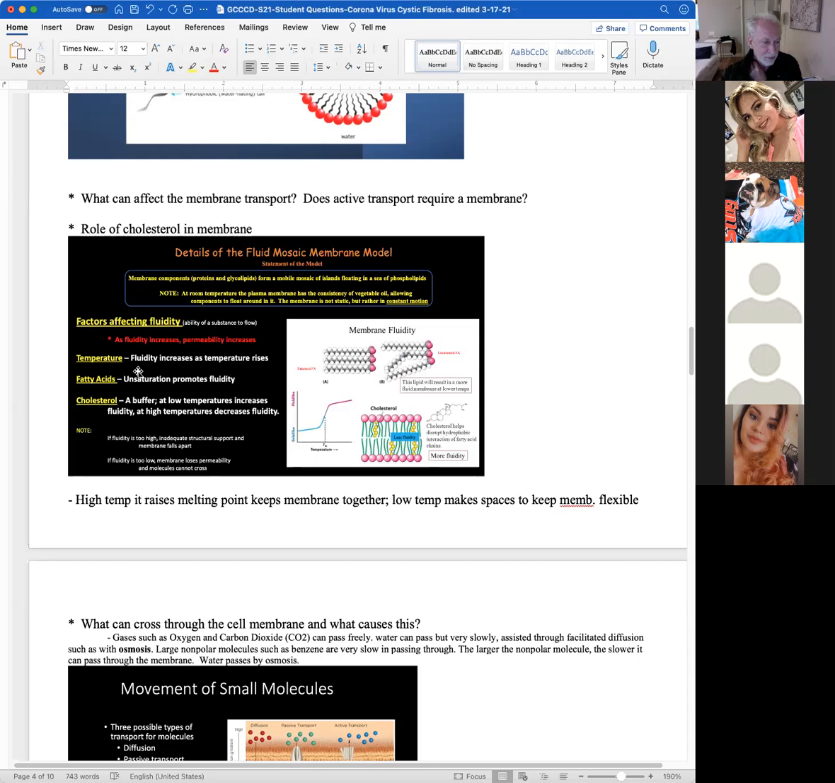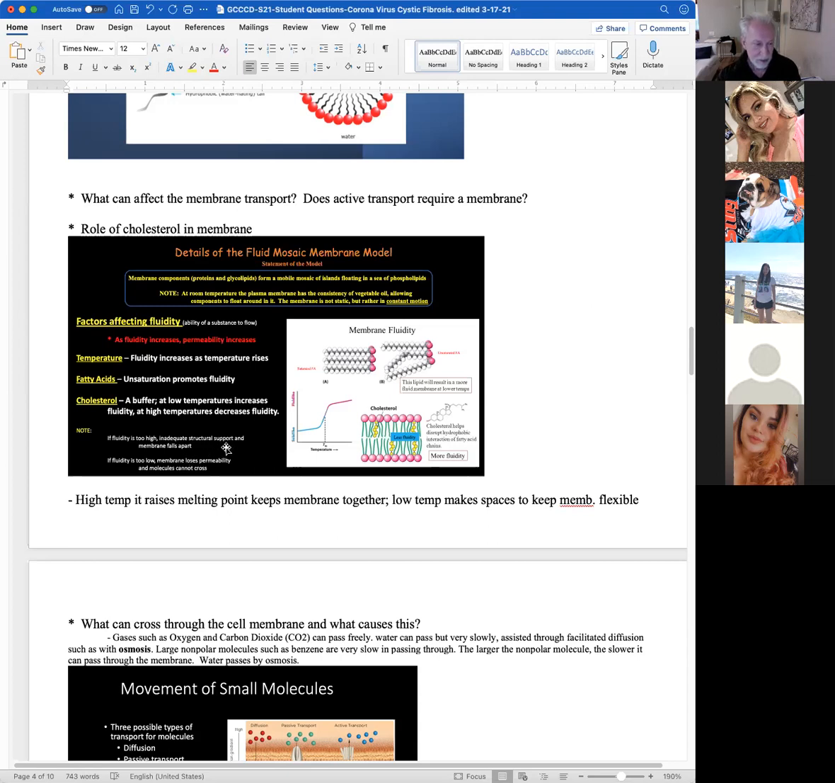Membrane has to have a degree of fluidity, of ability to flow, in order for things to be transported. If fluidity is too high, the membrane falls apart, the cell dies. If it's too low, it loses permeability altogether. Even though it maintains its structure, nothing can go through it at a low temperature. I have a question. So does that mean that it cannot be too high or too low? It has to be in the middle, right? Yes, okay, yeah, that's the point here.